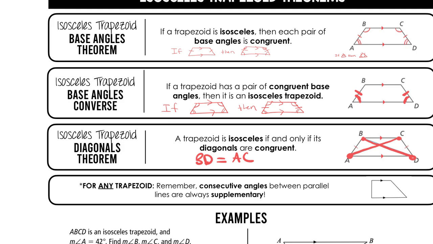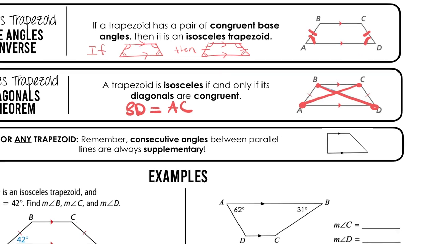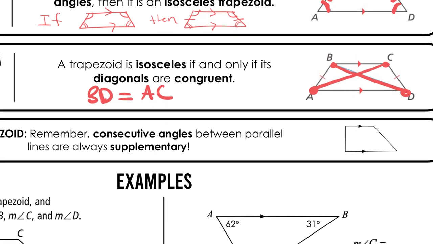Okay? And then a quick little reminder to you all, for any trapezoid, remember consecutive angles are always going to be supplementary. Remember the whole C to C thing? So if you use the two sides that are parallel and you make a C, those two angles are going to add to 180. Likewise, if I choose the other side and make that backwards C, those two angles are going to add to 180 every time. So just another fact that you have to remember.